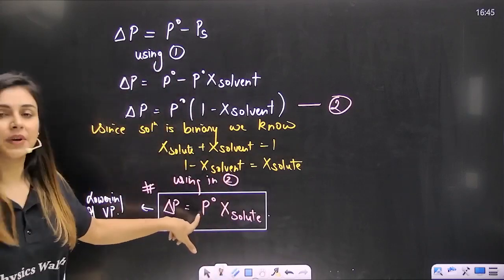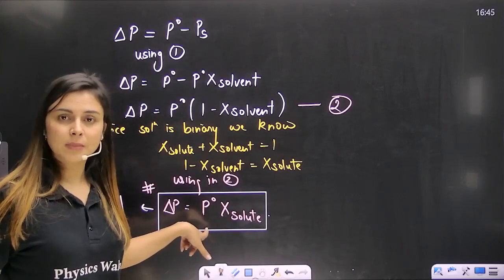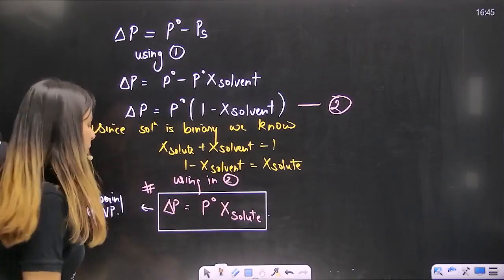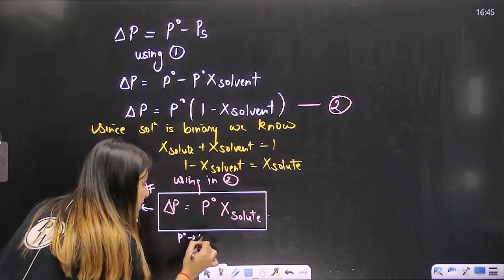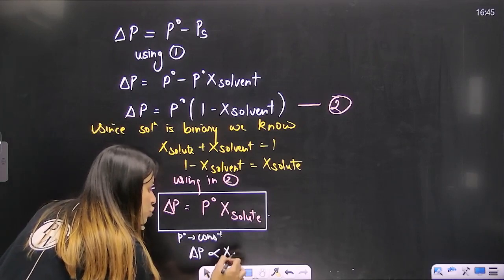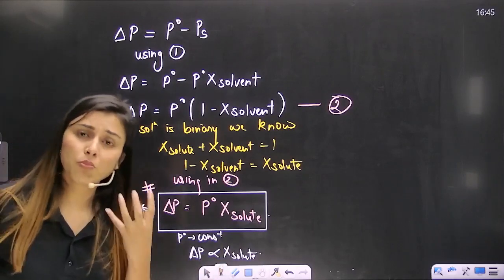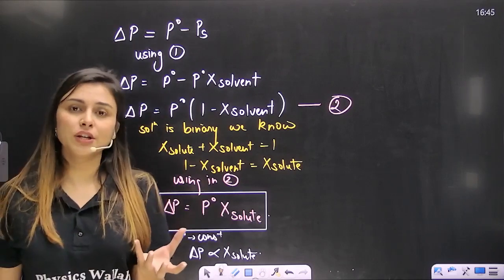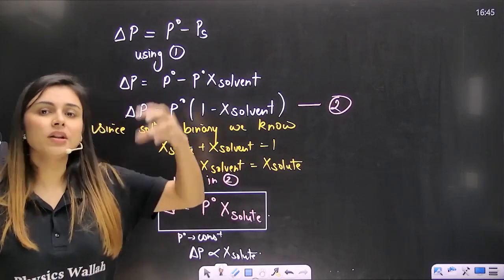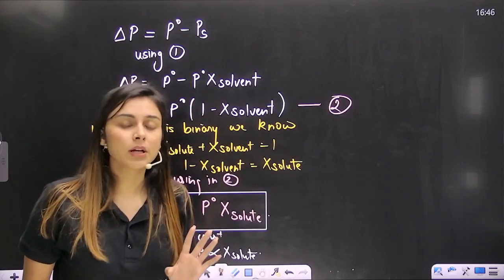You know that P naught is the vapor pressure of pure solvent, and it is a constant value. So can we say that delta P is directly proportional to the mole fraction of solute? Yes. The more the mole fraction of solute, the more will be the lowering in vapor pressure. The more non-volatile solute there is, the more will be the lowering of the vapor pressure.